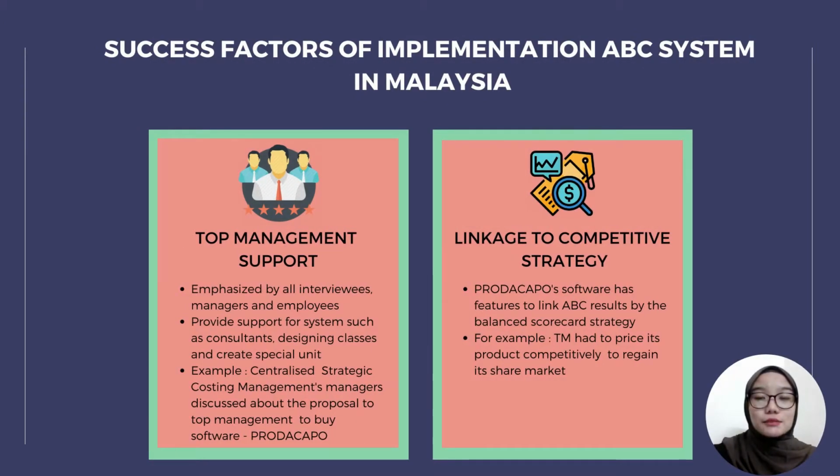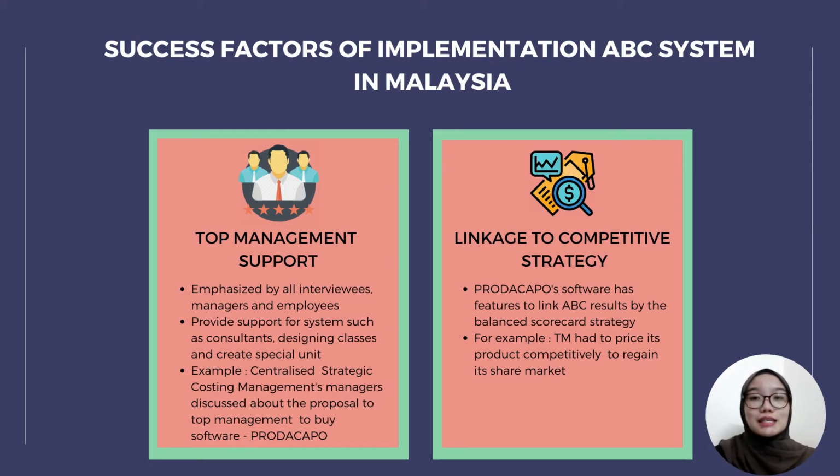Now, we have top management support as a successful factor in implementing the ABC in Malaysia. Top management support is emphasized by all interviewers, managers, and also the employees. They will provide support for the system such as consultants, designing classes, and creating a special unit. For example, the centralized strategy costing management managers discussed a proposal to top management to buy the software called Product Capo.